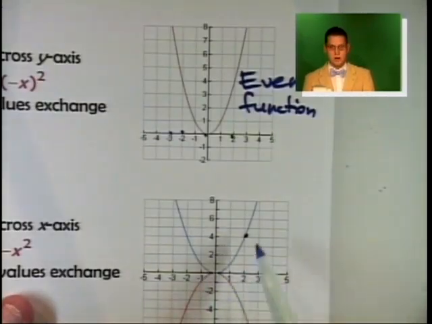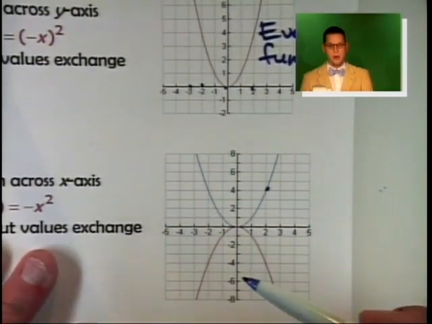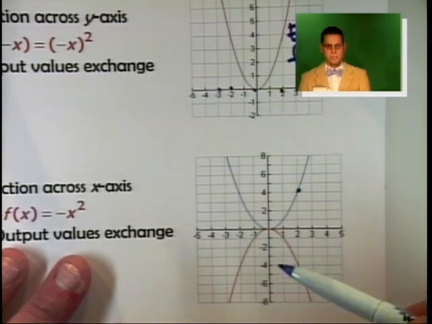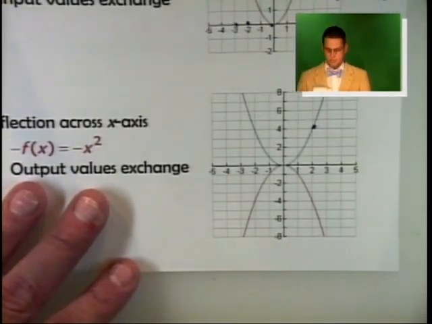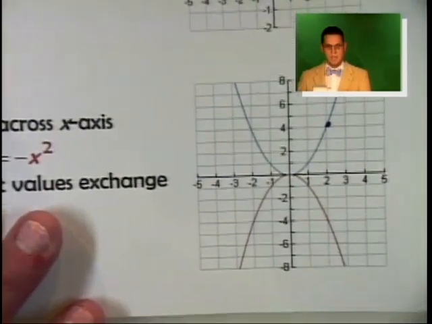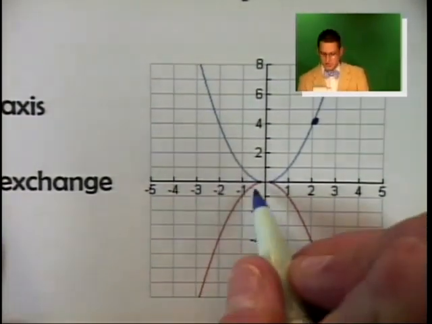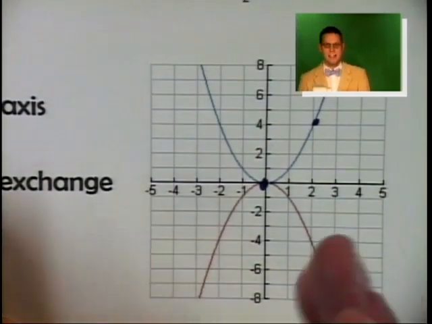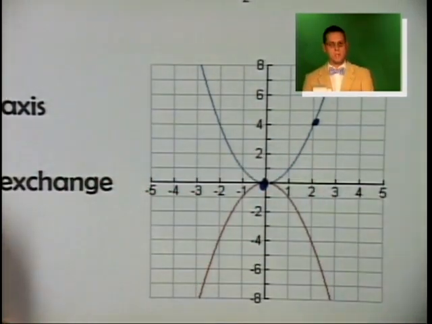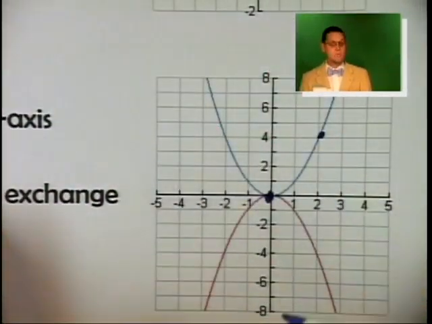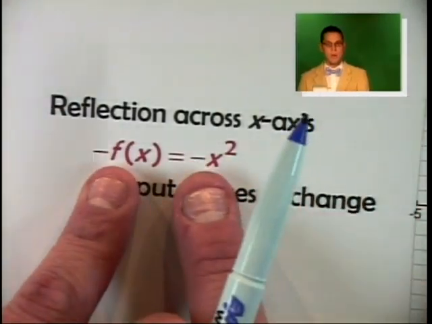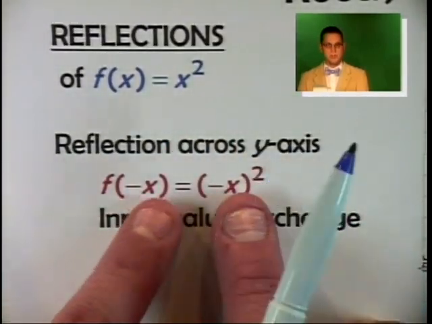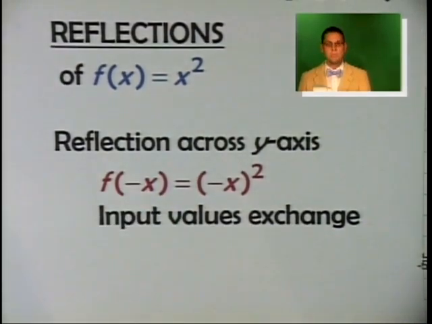So if this blue graph is my function x squared, then all I have to do to generate negative x squared is reflect this graph across the x-axis, and I get this function down here, which is in red. It has basically the same vertex, (0, 0). It's just opening down, kind of like a frowny face. And it has the same aperture. It opens at the same width. It just opens down. So that one we do see. It's a negative on the outside. The y values, or the outputs, are exchanging, versus a reflection across the y-axis, where your input values, your x's, are exchanging. Those are two very important types of reflections.